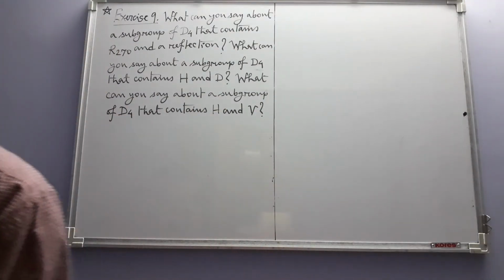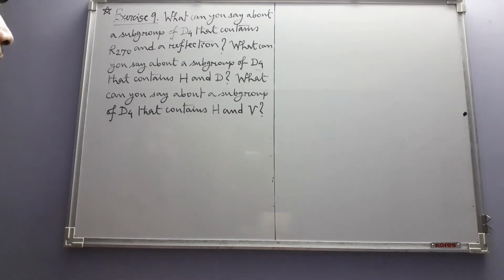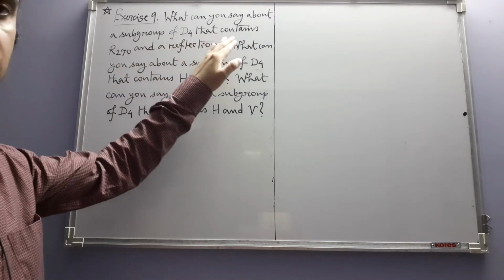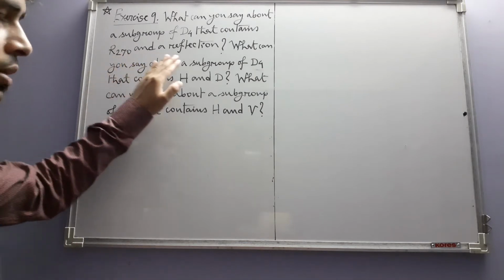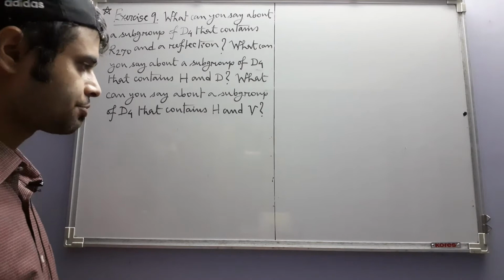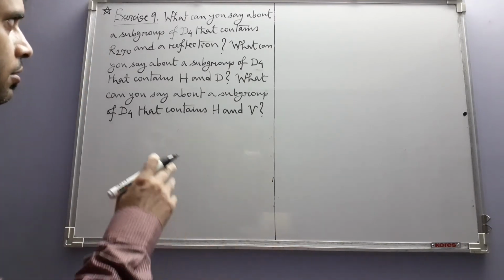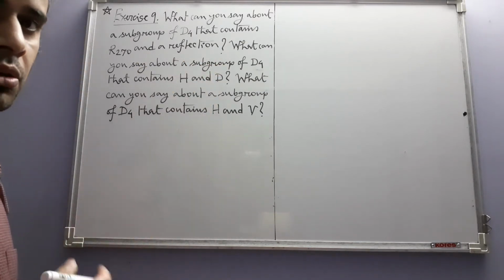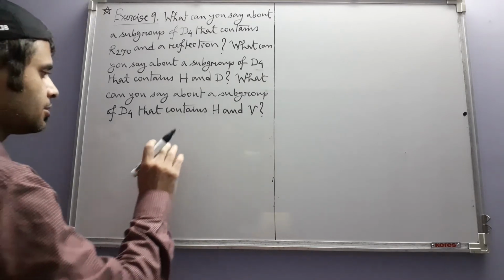Okay, now exercise 9. So this one has 3 parts. In the first one, we have been asked to say something about a subgroup of D4 that contains this rotation R270 and some reflection. We already know that D4 has 4 reflections, H, V, D and D prime. This particular reflection may be any one of these 4. We don't know. We have to work with a general reflection. So let's see the solution.